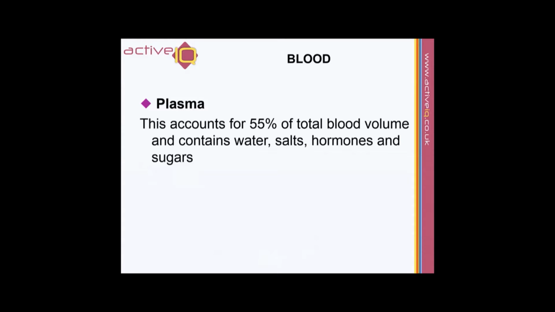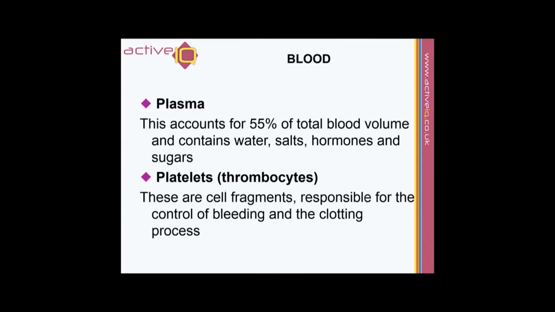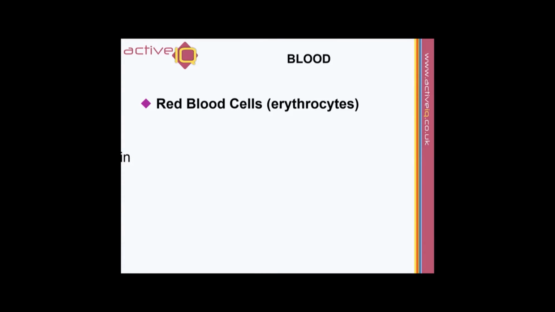We're now going to have a little look at the circulatory system. So we have blood, which is made up of plasma. This accounts for about 55% of your total blood volume. It contains water, salts, hormones and sugars. We have platelets or thrombocytes. These are cell fragments responsible for the control of bleeding and the clotting of blood process.